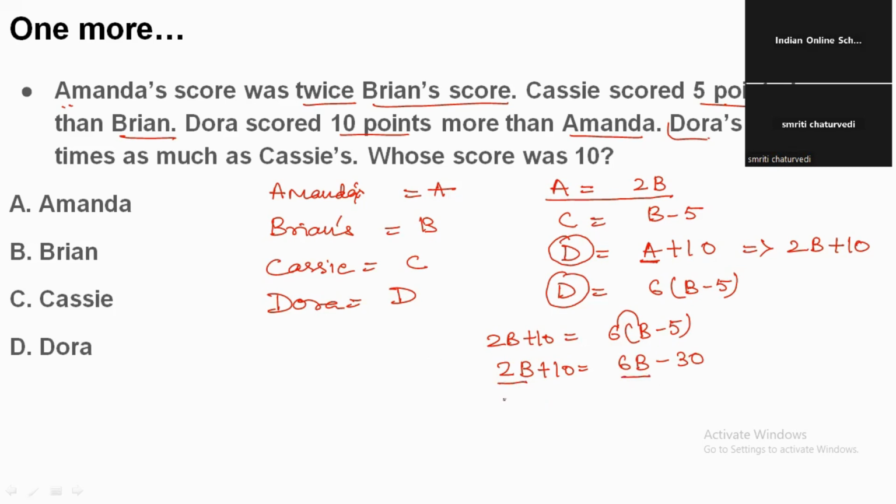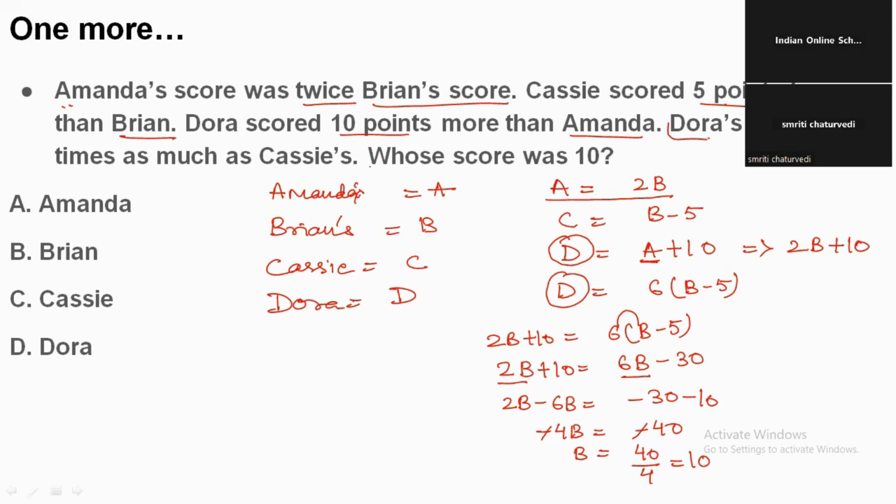So we will put both the like terms together. So 2B minus 6B is equal to minus 30, and then this plus 10 goes to that side, so it becomes minus 10. So 2B minus 6B is minus 4B, and minus 30 and minus 10 becomes minus 40. So Brian's score is 40 divided by 4, which is equal to 10.